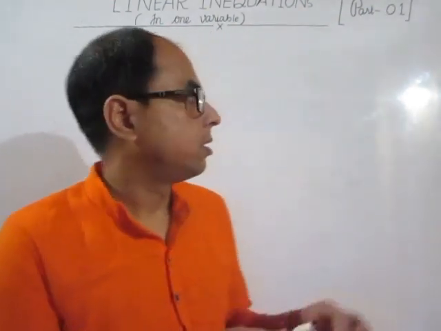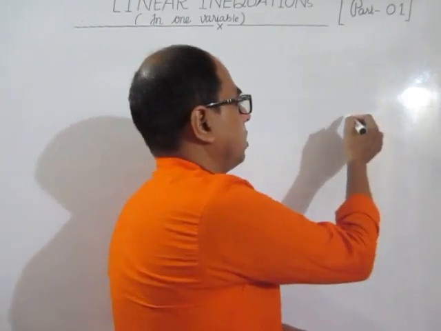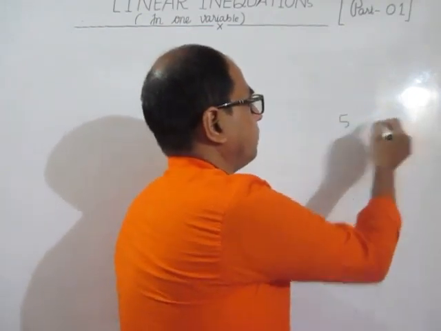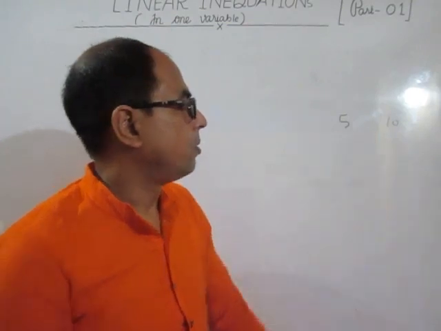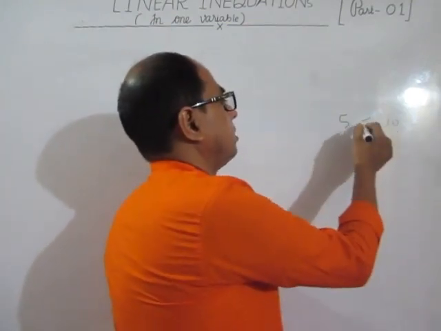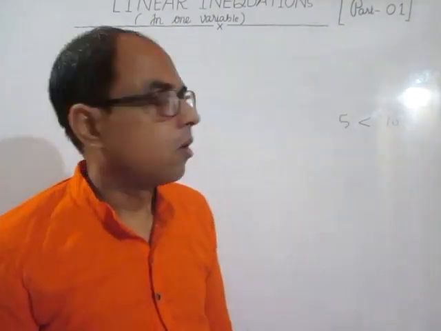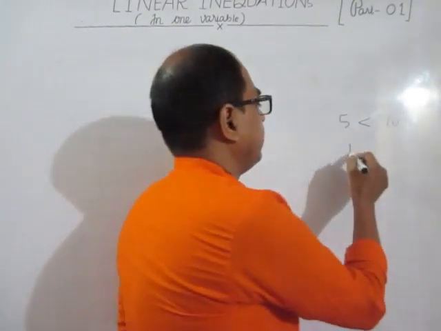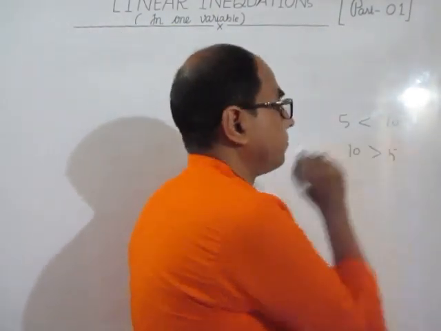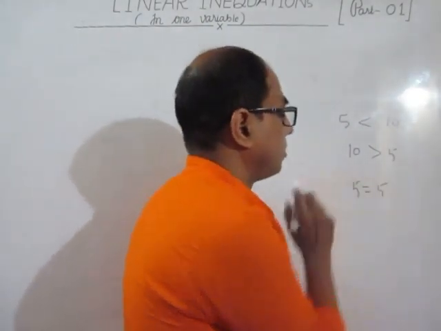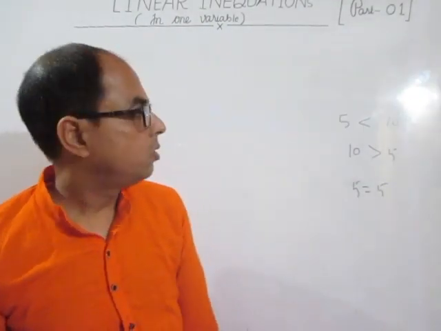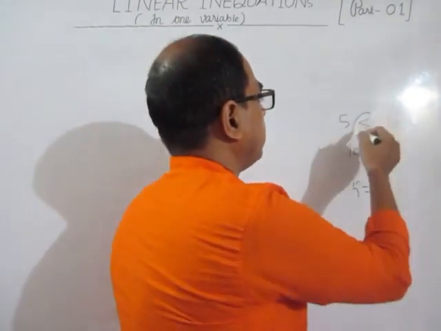See, in the lower classes you have compared 5 and 10. So compare these two numbers. You have compared in this way: 5 is less than 10, or you can say 10 is greater than 5, or you can say that 5 is equal to 5. So you have already used this inequality.